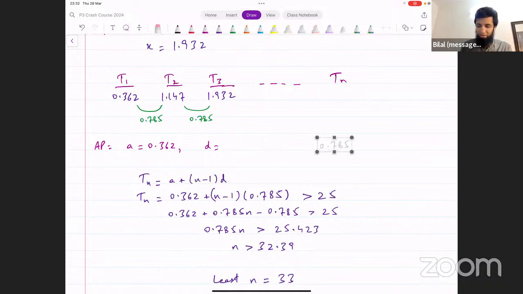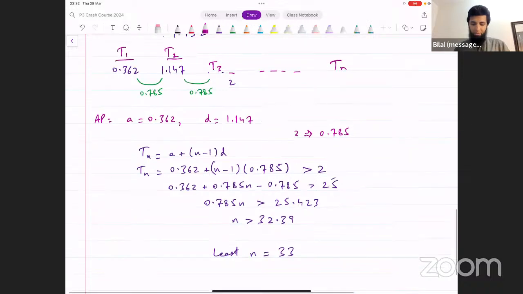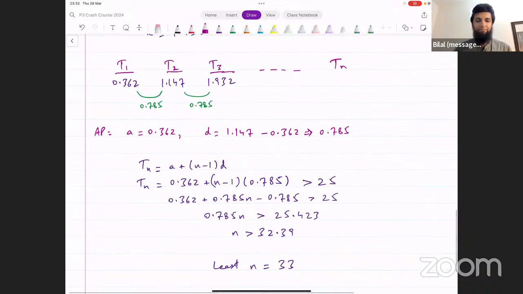So basically, we're doing this here. 1.147 minus 0.362, and that's giving us 0.785. Okay? Okay, sir.